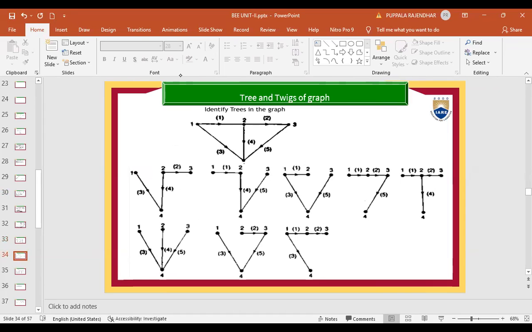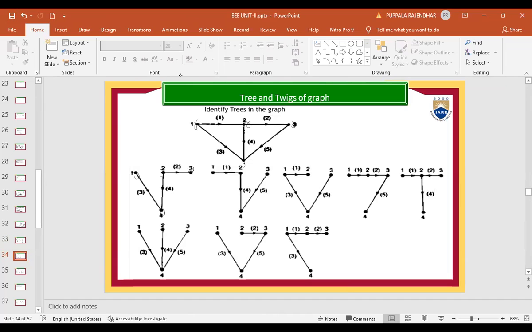Identify the trees in this graph. Can you draw on your own? Just try to identify the trees for this graph. So all these are graphs. All the total nodes should be there: 1 2 3 and 4, total nodes.